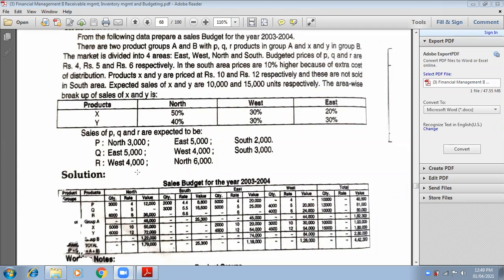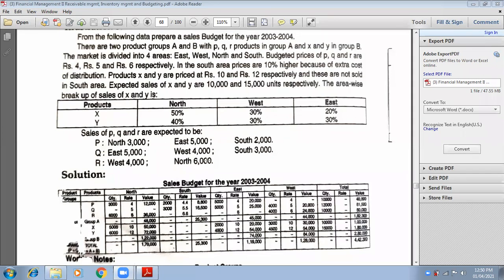Come to the west column of R. West of R. Write down 4,000 units into the price of R is, somebody will tell me? 6. 6 rupees. Very good. It is given in the question only. I've read it so many times. So it is 4, 5 and 6. 6 belongs to R. So 4,000 into 6 in the west. So what is the value of the west for product R? 24,000. Very good.